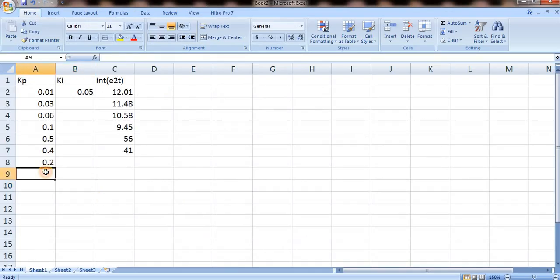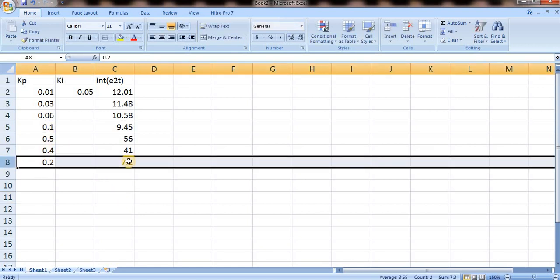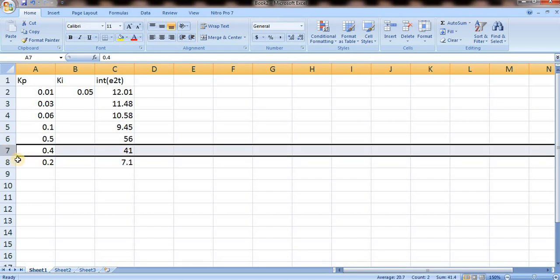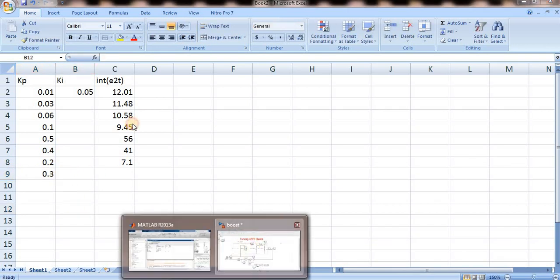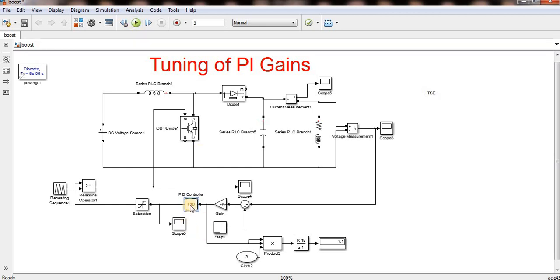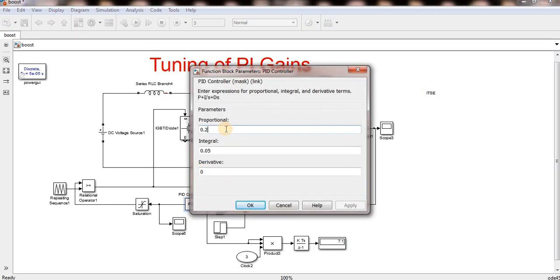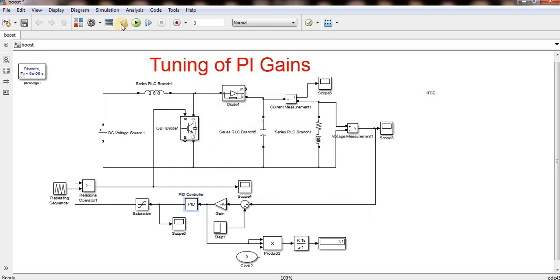So let's see. 7.1. So 0.1 is not better compared to 0.2. 0.2 is better because I am getting 7.1. But 0.2 is better compared to 0.4. Maybe at 0.3 I can get a better value compared to 0.2. So I will make it 0.3, and I will check whether I can get a better value or not.